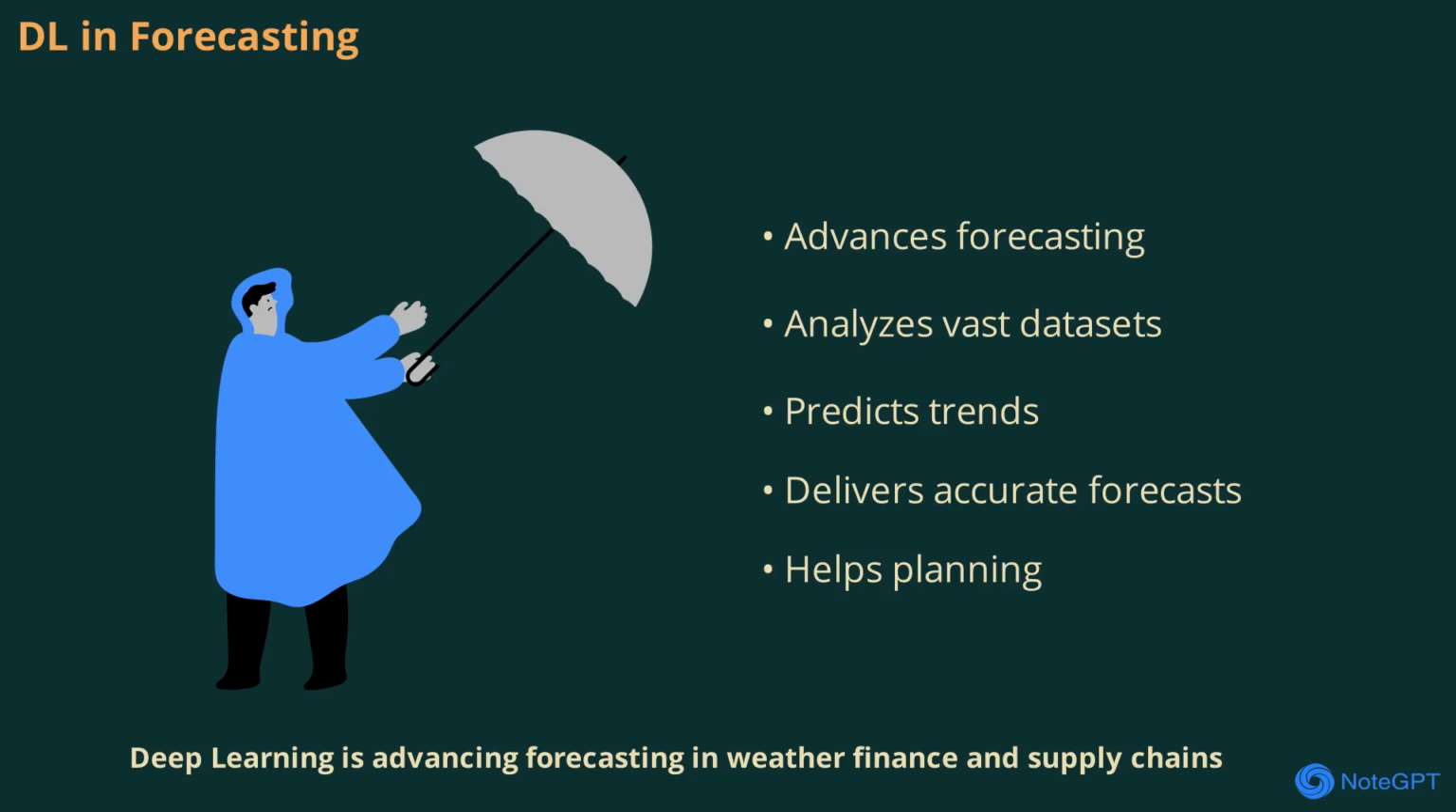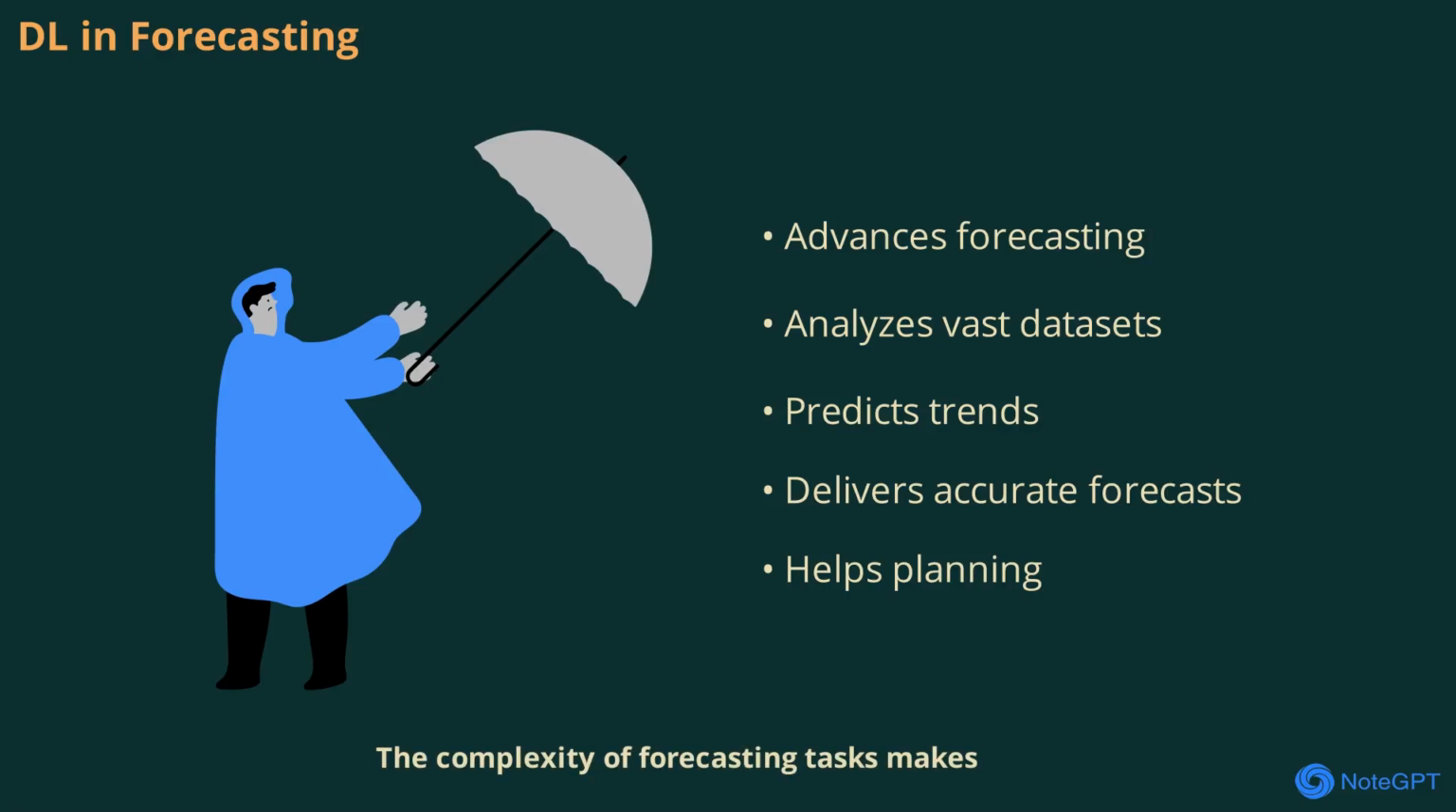Deep learning is advancing forecasting in weather, finance, and supply chains. DL models analyze vast datasets to predict trends and outcomes. By learning from historical and real-time data, these systems deliver accurate forecasts and help organizations plan for the future. The complexity of forecasting tasks makes DL a valuable asset in decision-making.